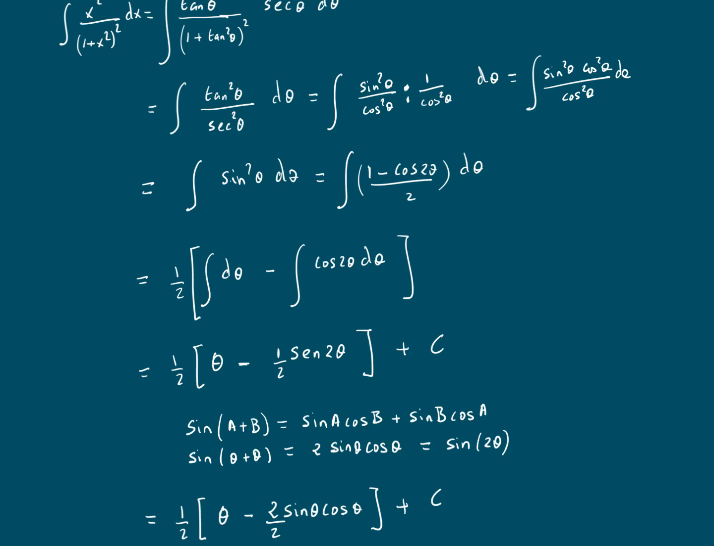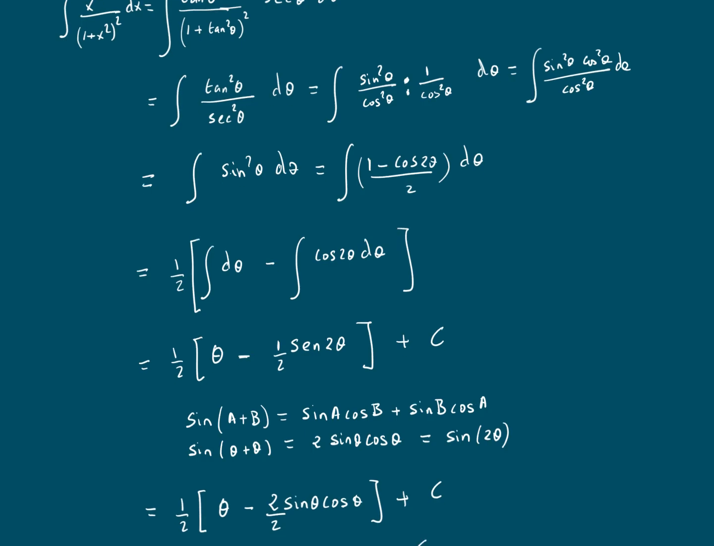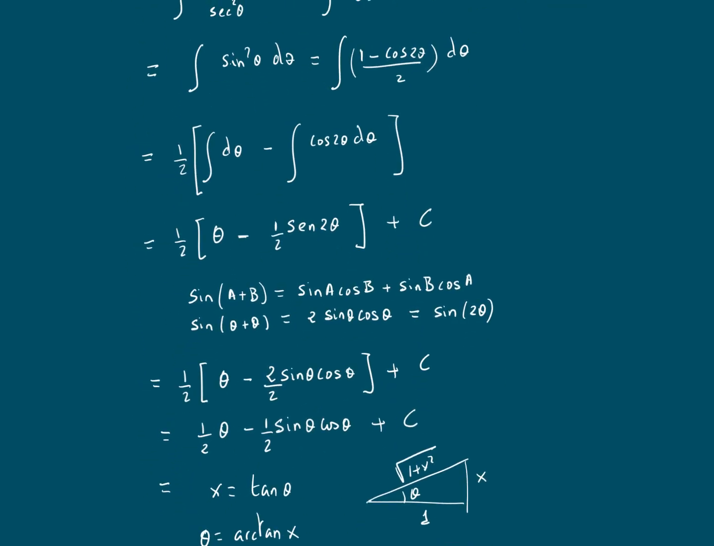So sine of 2 theta is 2 times sine of theta cosine of theta. So the 2 will disappear now. So we will have 1/2 theta, and now the integral of cosine of 2 theta is 1/2 sine of 2 theta, or 1/2 sine theta cosine of theta. So the integral will be 1/2 theta minus 1/2 sine theta cosine of theta. So now the problem is not yet solved.